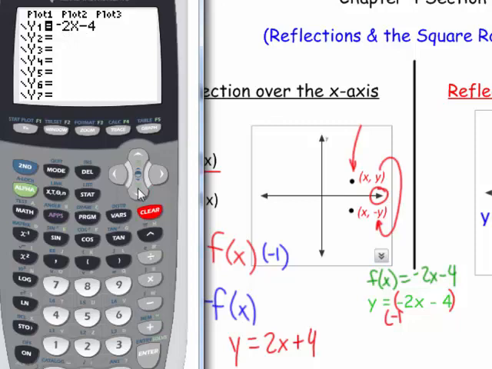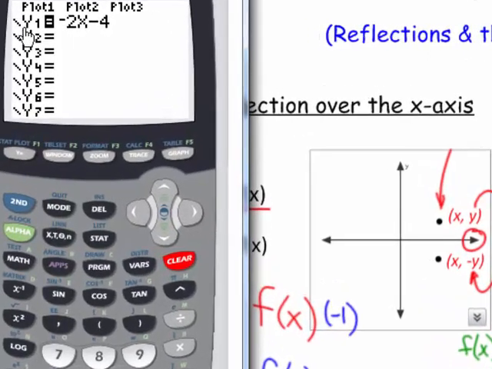So we're basically just negating this equation, right? We're negating this y, right? We're switching these guys around. So I want to go negate, right? Negative. And I want to put y1 in there. So it's just going to negate this equation. It's going to make it the opposite of this equation.